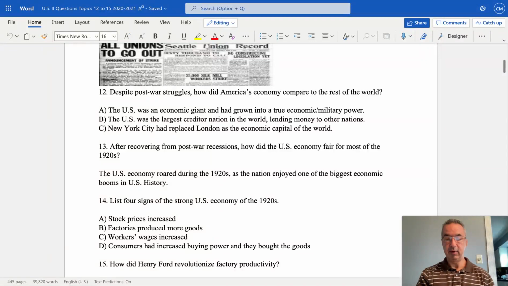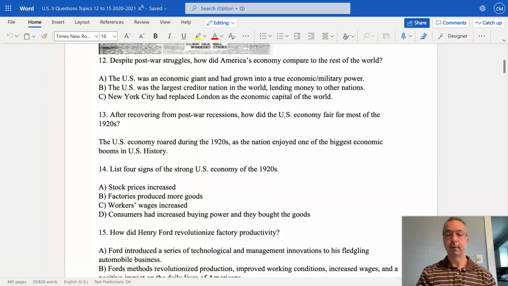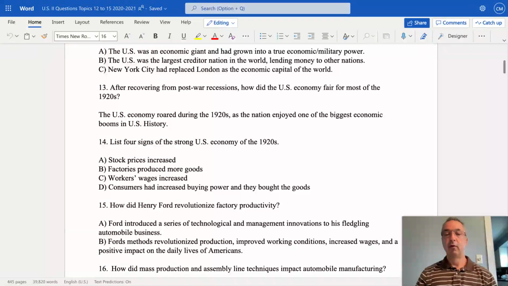Okay, 15, how did Henry Ford revolutionize factory productivity? Ford introduced a series of technological and management innovations to his automobile business. Ford's methods included revolutionizing production, improving work conditions, and increasing wages. One thing he believed was that if his workers got a higher wage, they'd be more invested in the company itself, and as such, they'd be more likely to work hard.